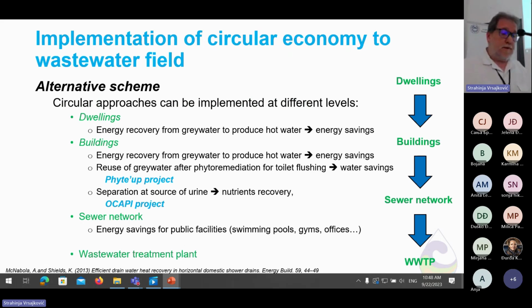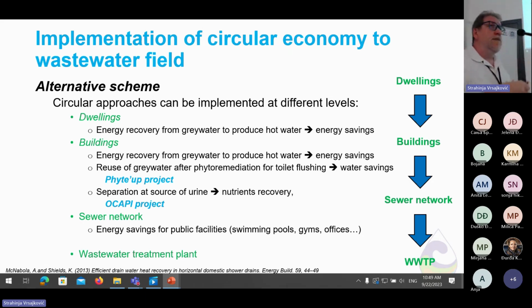Let's move now to the main topic of our presentation, which is an alternative scheme for the implementation of circular economy in the wastewater field, because the circular approach could be implemented at different levels, from dwellings up to the wastewater treatment plant, but considering also buildings, but also the sewer network. At the dwelling scale, there is some energy recovery from grey water. Grey water is the water you produce when you take a shower, when you wash clothes, etc. And you can recover energy to produce hot water. This means energy saving and money saving.